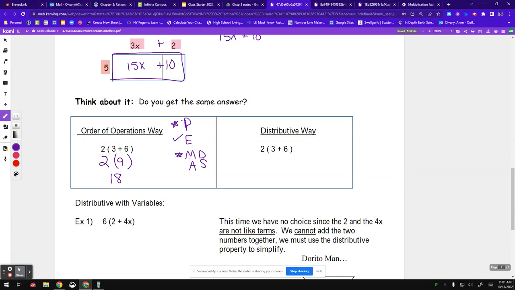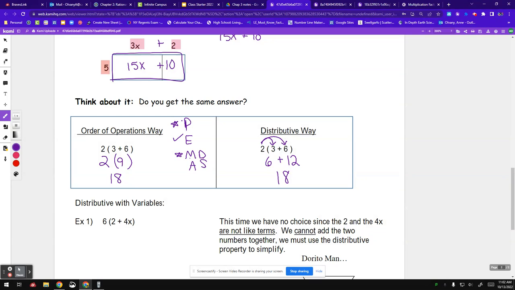And if you have all numbers, that's great. The problem comes when maybe one of these is an x instead of a number, where you can't solve it. But I want to prove to you that this distributive property works. You'll still get 18. So I'm going to do in my head 2 times 3 is 6. Add it to 2 times 6 is 12. And 6 plus 12 is 18.